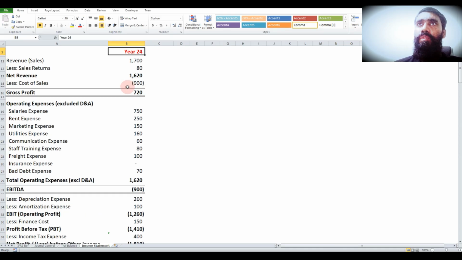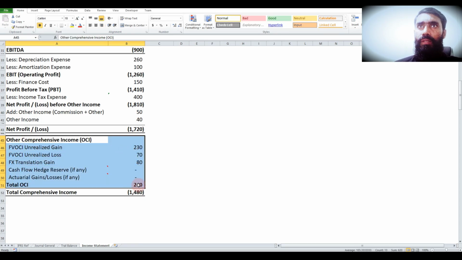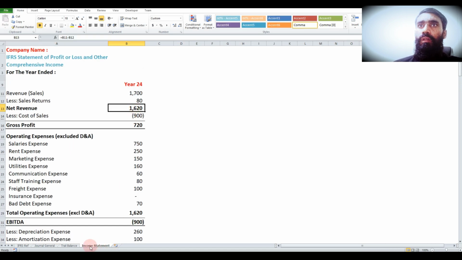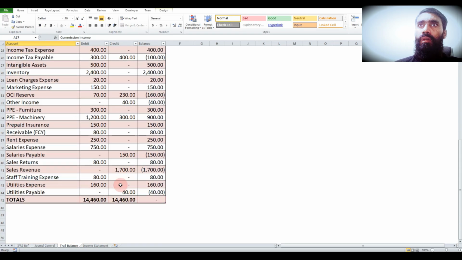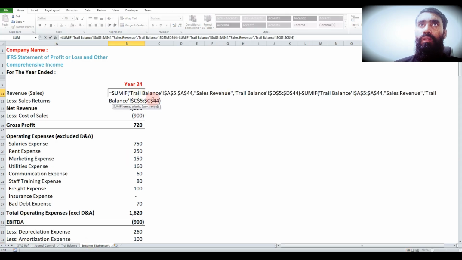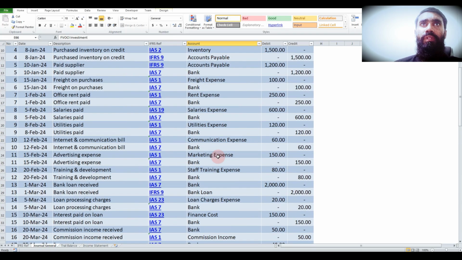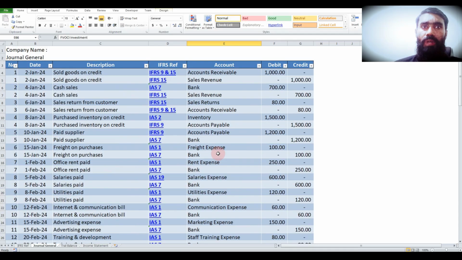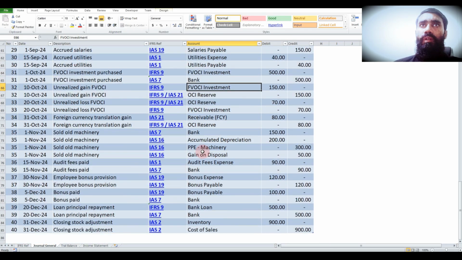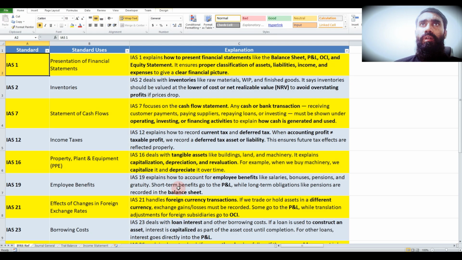So, this is the income statement under IFRS standards. This is the trial balance with linking the journal, income statement with linking the trial balance as well, and this is the journal entries I have passed just for time saving purpose, and this is the standards under IFRS.